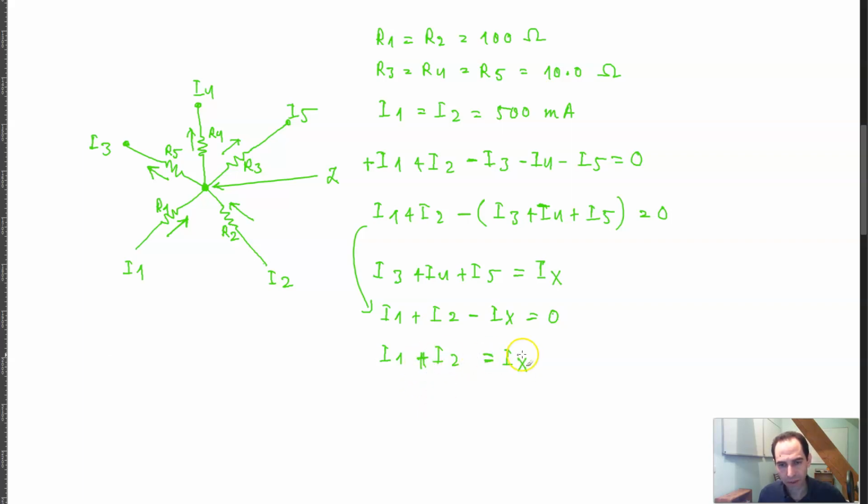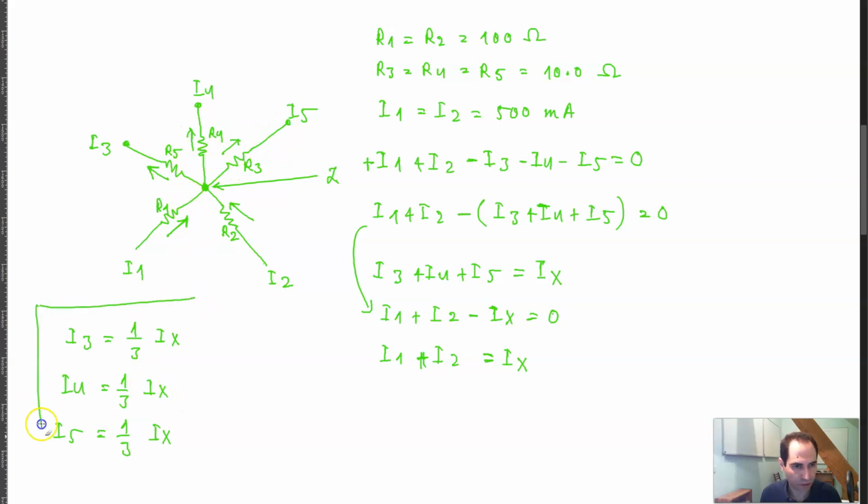So this way we can calculate first I of x, the total current exiting the node, and then we will be able to calculate each of these currents based on the fact that I3 is equal to 1/3 I of x, and I4 is equal to 1/3 I of x, and I5 is equal to 1/3 I of x, because the current is equally distributed among the three resistors. So I can write these equations.